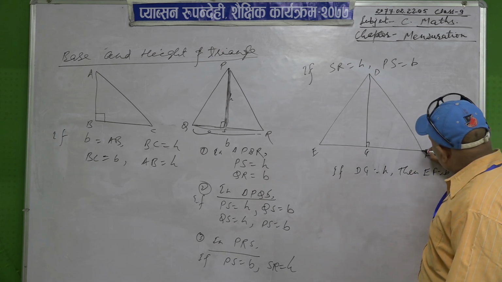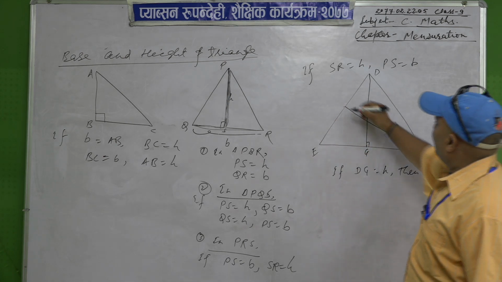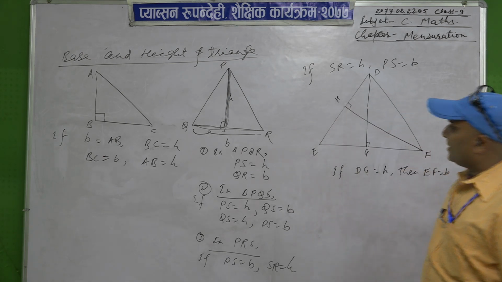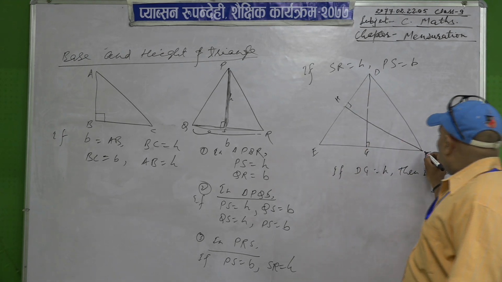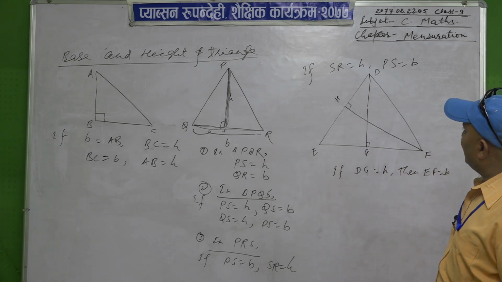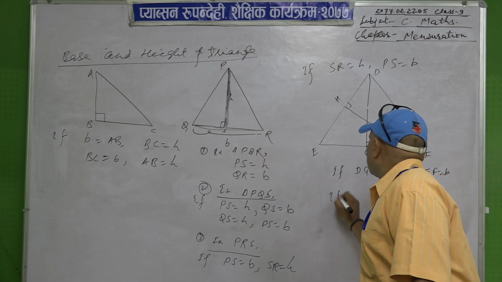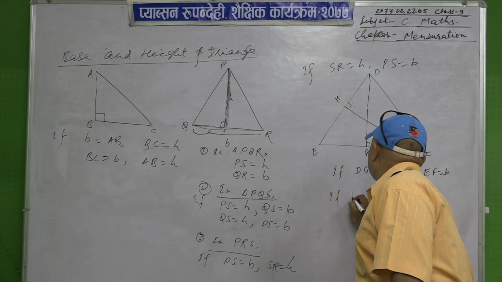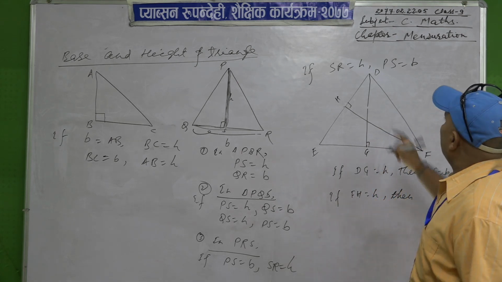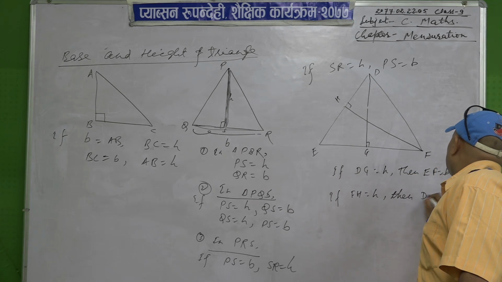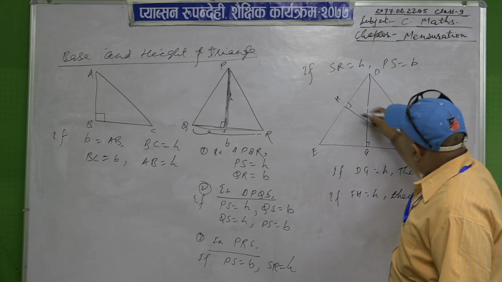Suppose here is another perpendicular, FH. FH is perpendicular to DE. When we take height as this FH, then base will be DE. Okay. If FH is the height, then DE will be base. This is also a height of the triangle.